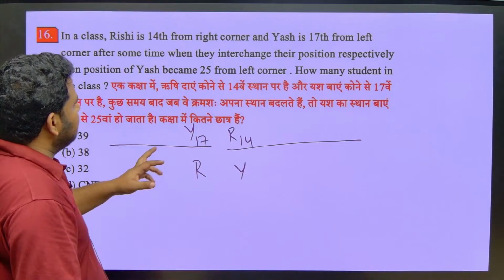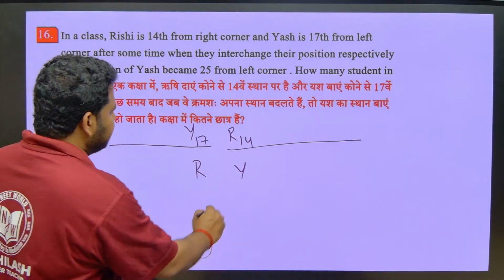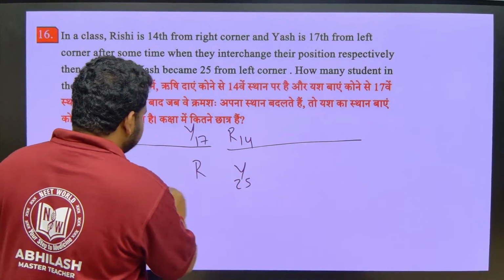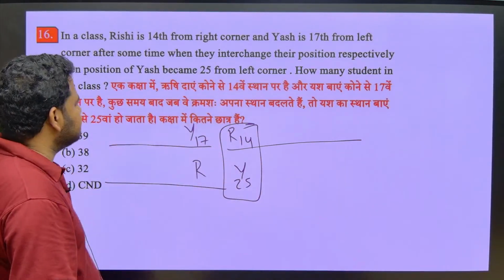Now after interchanging positions, what is the position of Yash they have given? Yash is becoming 25th from the left corner. So what happens to this? You have to take this as the box. So how many students are there in the class?